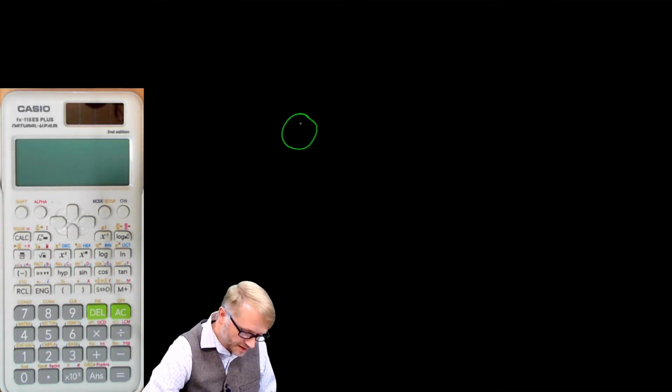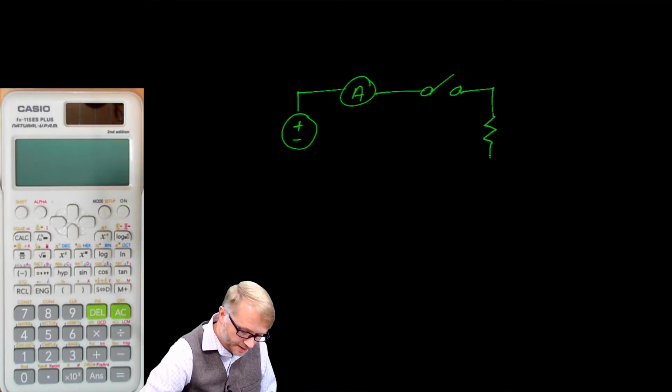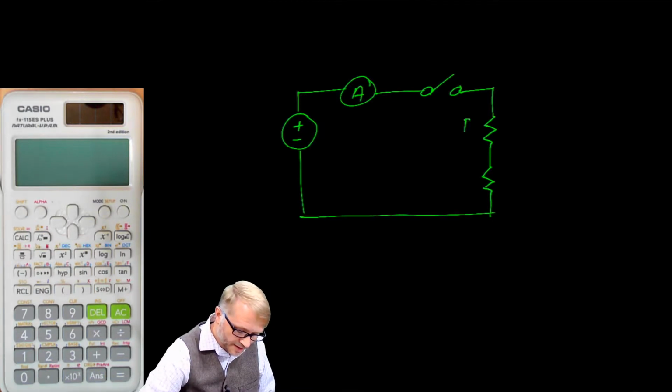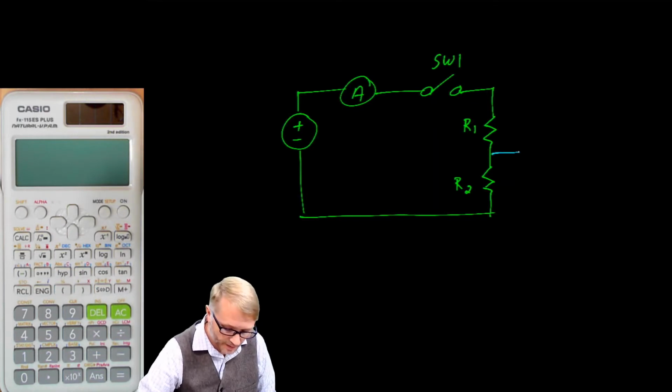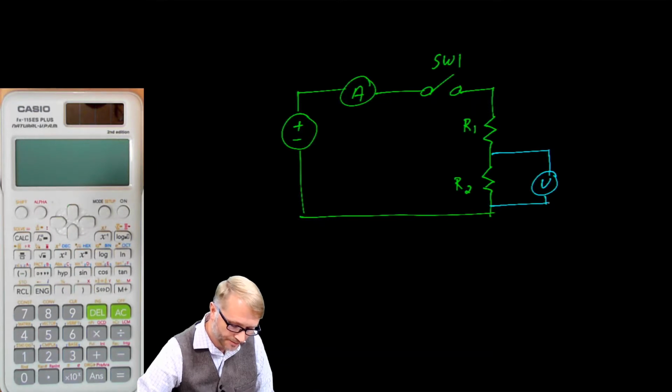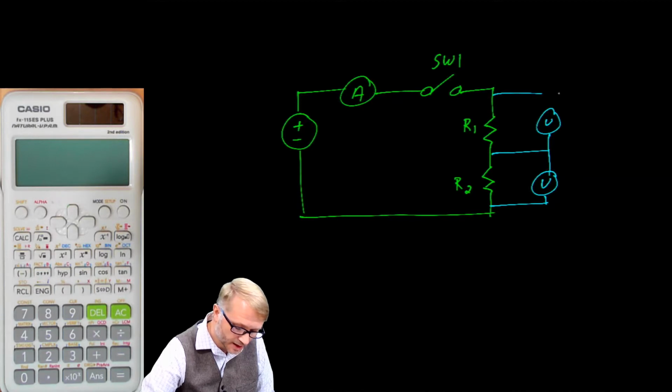We briefly talked about circuits. Here's the ammeter with the current flowing through it. A switch, one resistor, and then a second resistor. So you would call this R1 and R2, switch 1. We could add a voltmeter. For example, if we wanted, we could measure the voltage across R2. We could add a second voltmeter if we like, and measure the voltage across R1.